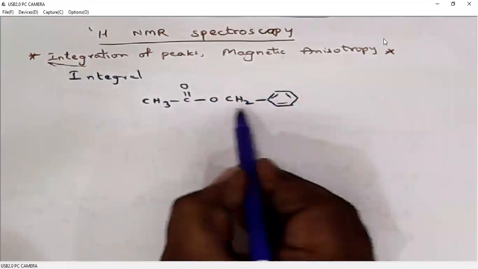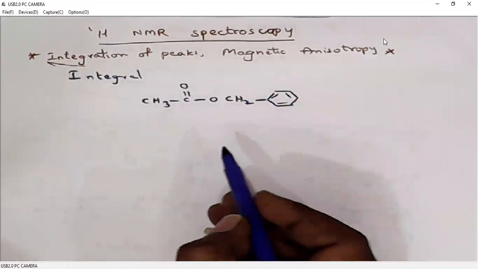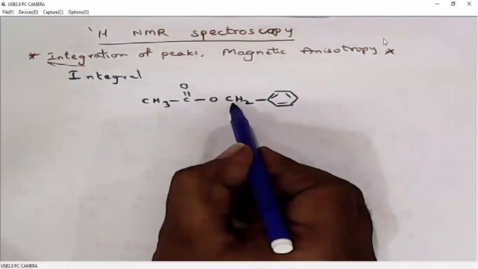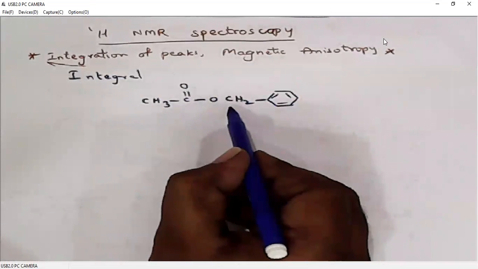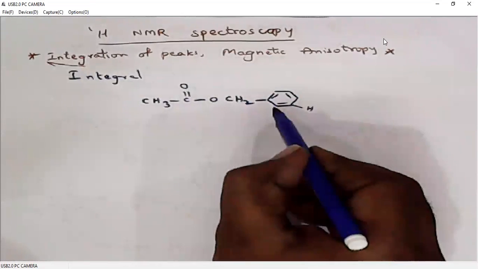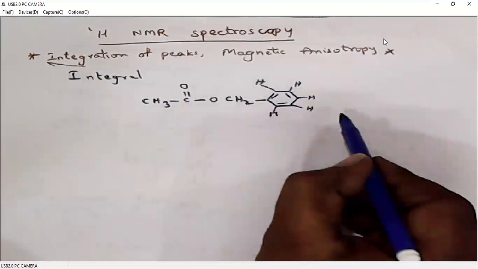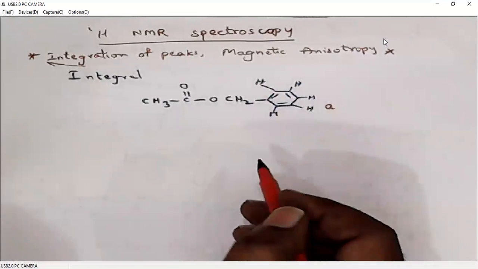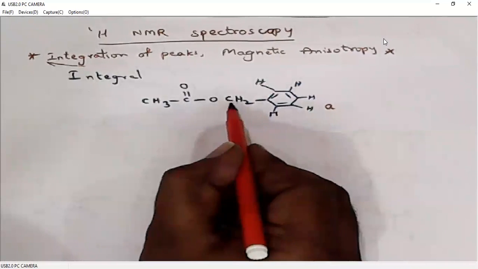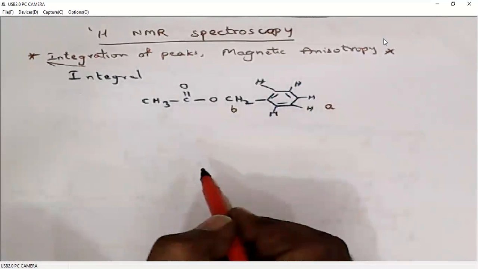This is benzyl acetate. Of course, we know how to predict the chemical shift values of these protons. This is the benzylic proton, and this carbon is attached to oxygen. First, aromatic protons are there. We have 5 aromatic protons, so they will give the largest delta value. It is given as A, and the next one is this one. It is benzylic as well as attached to oxygen, so this will give the next highest delta value.